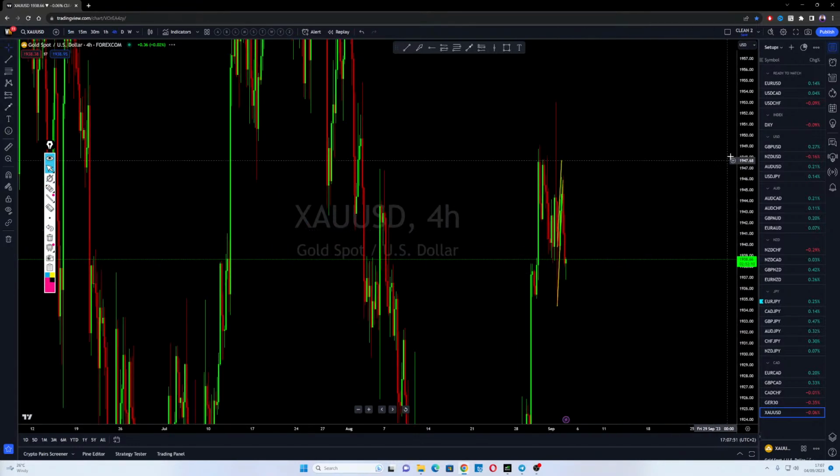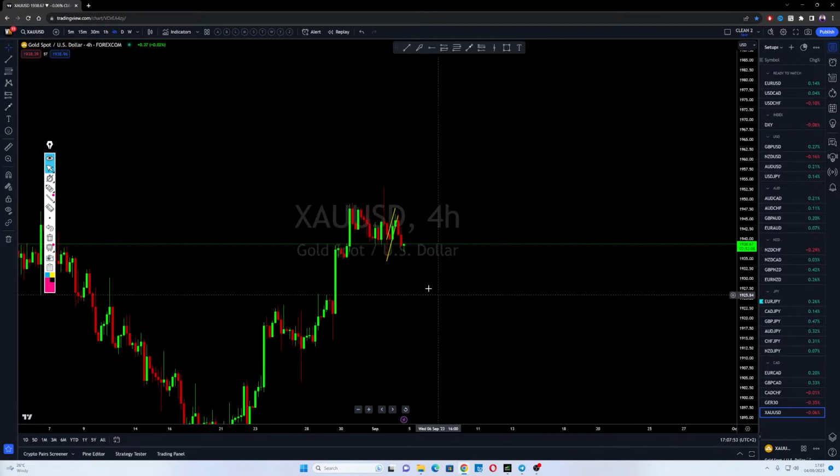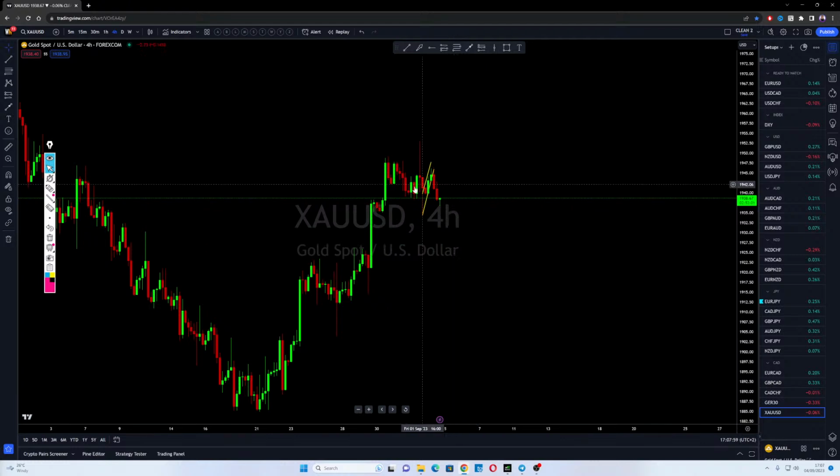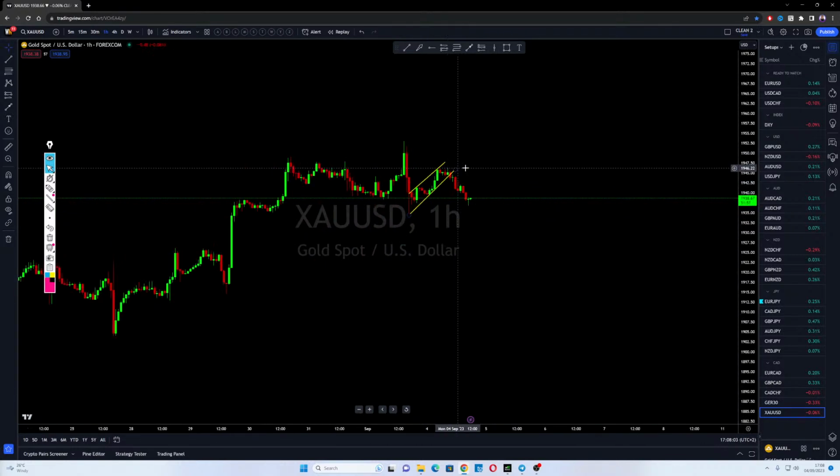Let's see the 4 hour. 4 hour is too complicated. I would rather skip this sell. Would wait for the buy, because this is confusing on lower time frame, or give it some more time.